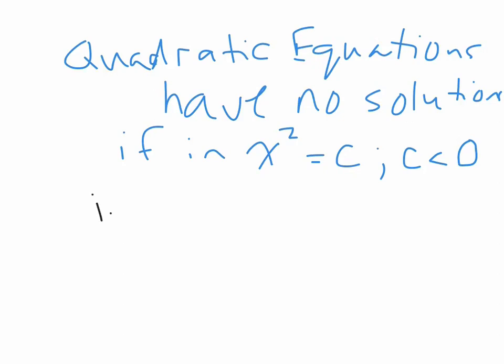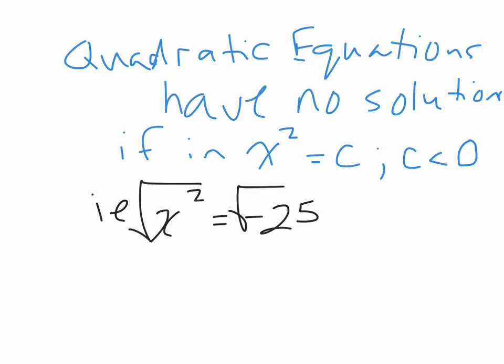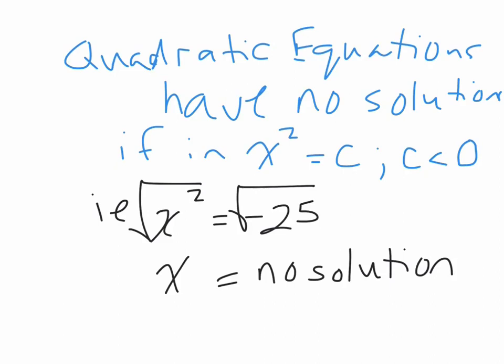Let me give you an example. If I give you x squared, let me just make that a little bit neater. If I said that x squared equals negative 25, well, the first thing you'd have to do is take the root of x squared and the root of 25. Sorry if that's a bit messy. This would be x equals no solution, because you can't really get a number multiplied by itself to make a negative number. So no number multiplied by itself is going to get a negative number.